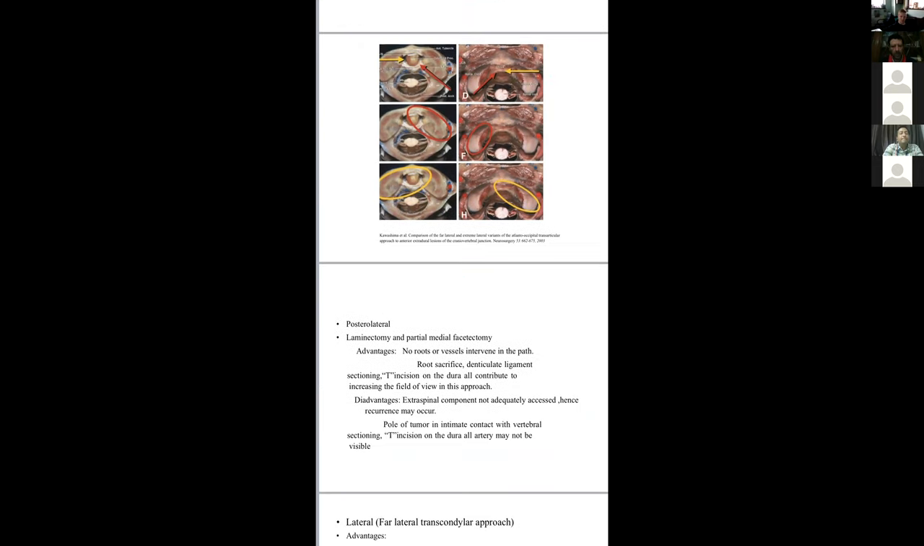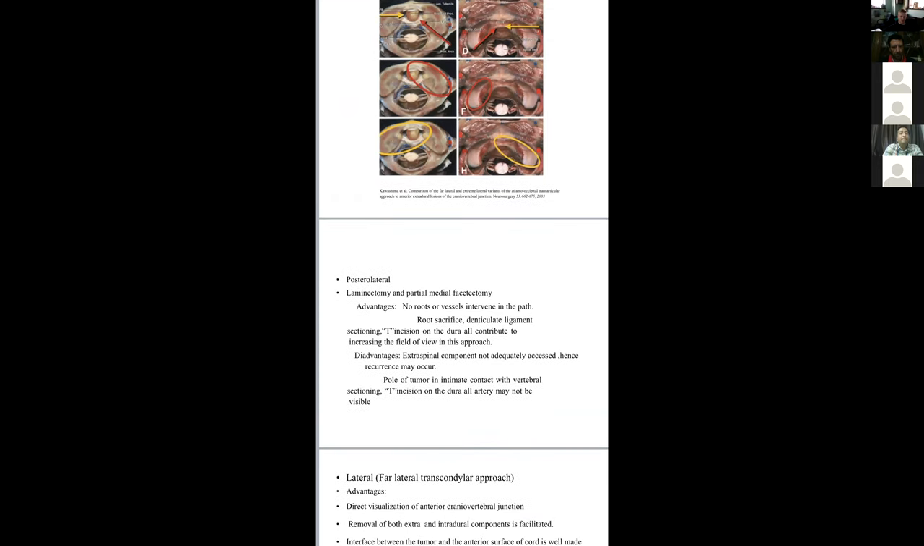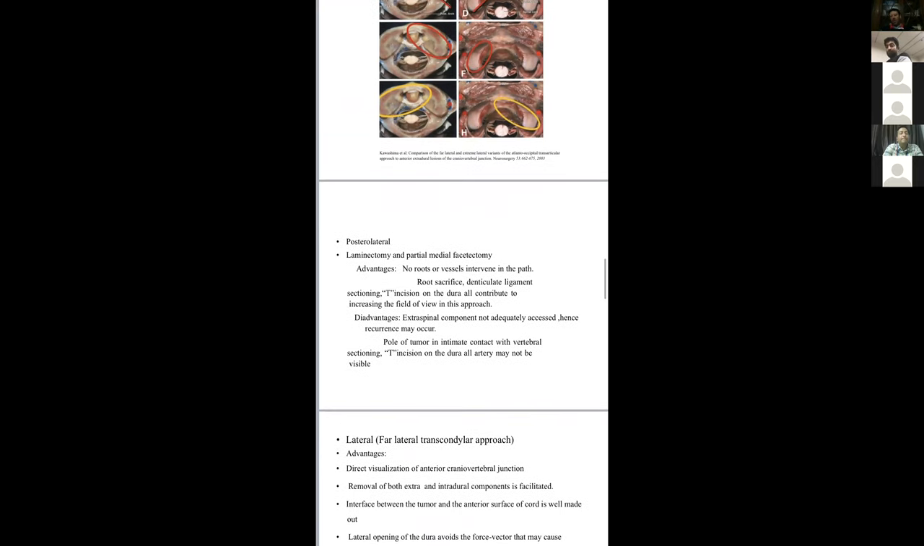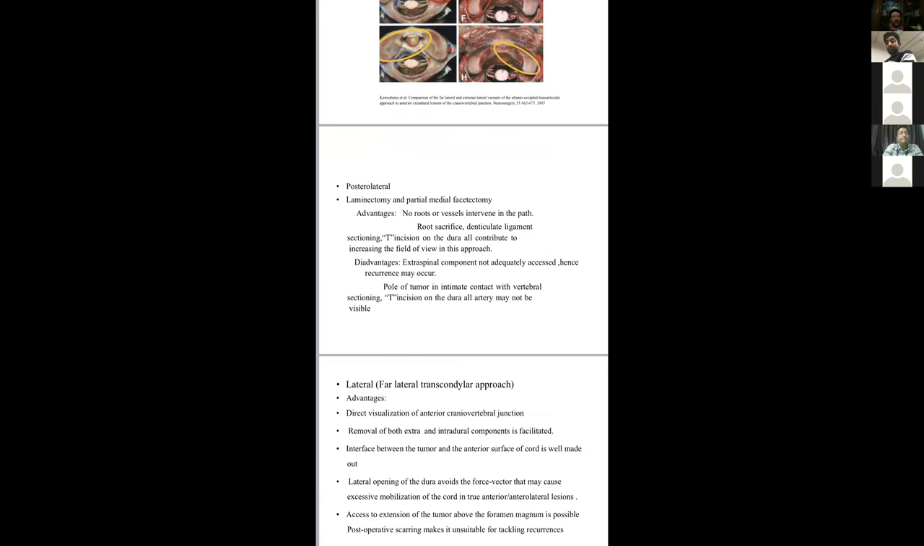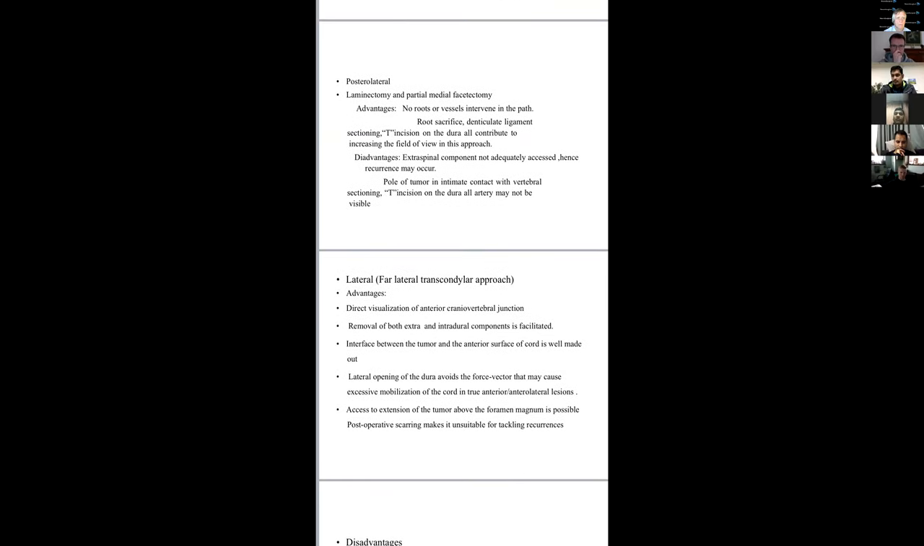Coming to the posterolateral approaches, laminectomy and partial medial facetectomy. Advantages are that no roots or vessels intervene in the path. Root sacrifice and dentate ligament sectioning, and an incision on the dura, all contribute to increasing the field of view in the approach. Disadvantages: the extraspinal component is not adequately assessed, hence recurrence may occur. A polar tumor in immediate contact with the vertebral artery on the dural side may not be visible. Lateral, that is far lateral transcondylar approach, advantage: direct visualization of the anterior craniocervical junction, removal of both extradural and intradural components is facilitated, and the interface between the tumor and the anterior surface of the cord is well made out.